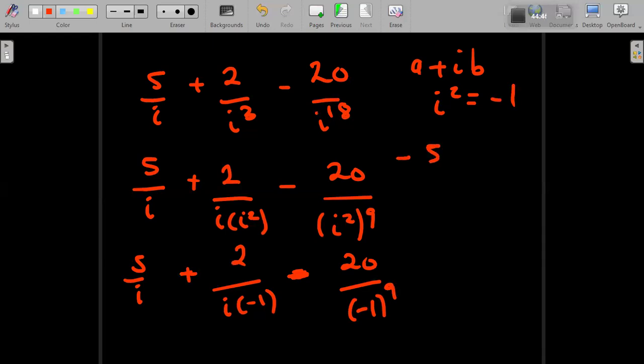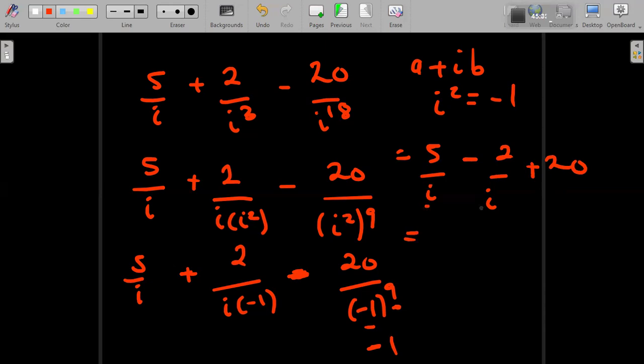So what do I get from there? It will be 5 over i, then that will be minus, so negative 1 multiplies to change from positive to minus 2 over i. Then I have this one here, negative 1 to the power 9. Always when there's an odd number in the exponent, know that you're going to get a negative value. So this will just give you negative 1. But this negative 1 will divide with this negative here to get a positive. So that will be plus 20.